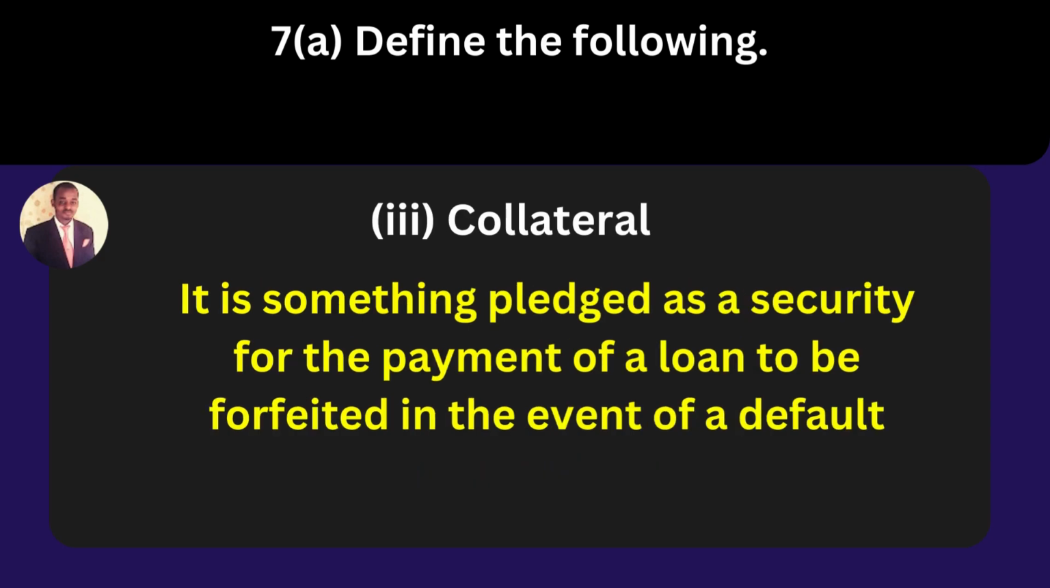We should define now collateral. It is something pledged as a security for the payment of a loan, to be forfeited in the event of a default. So collateral is something that, let's say you give us something and somebody pledges. Let's say you are going for a farm. You say, okay, you give me 2 million, or I'll give you my farm for you to hold for a certain period of time.